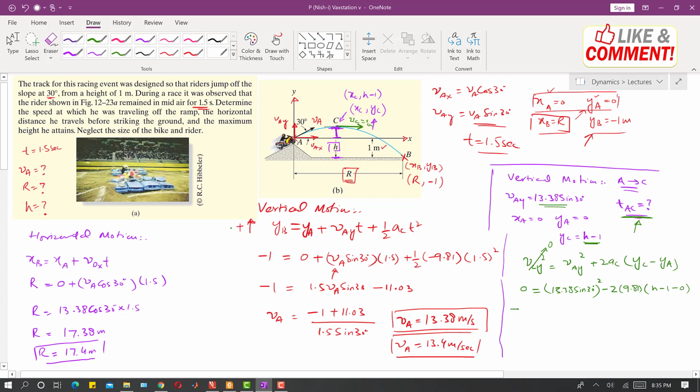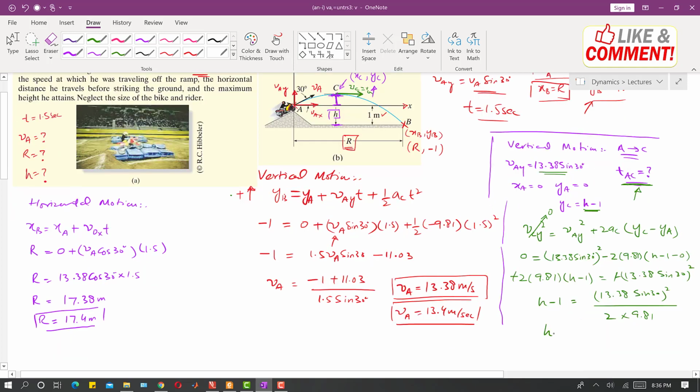So we can write minus 2 into 9.81 into h minus 1 is equal to minus 13.38 sine of 30 degrees whole square. The minus will cancel out, and h minus 1 will be 13.38 sine of 30 degrees whole square divided by 2 into 9.81. So h minus 1 comes out to be 2.28, and h will be 1 plus 2.28, which is the maximum height, and comes out to be 3.28 meters.